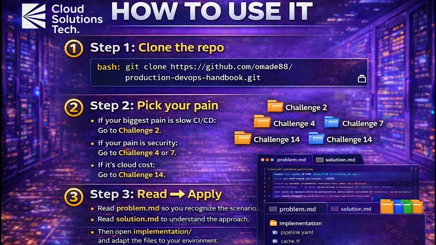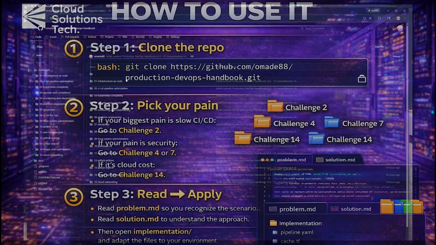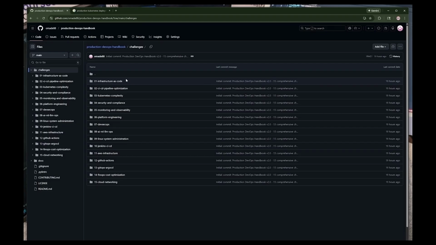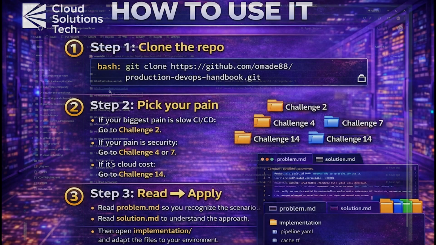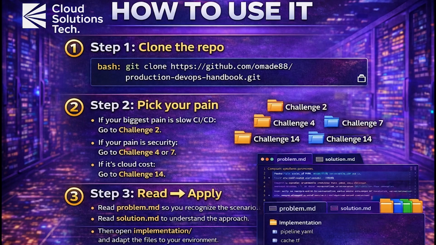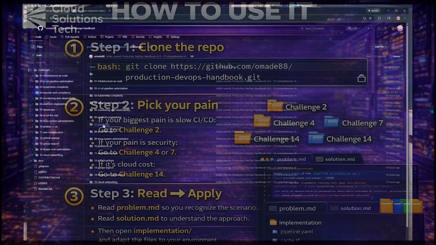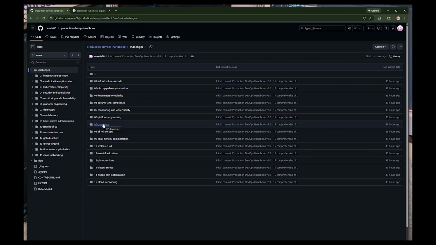Here's the simplest way to use it. Step 1, clone the repository. I'm going to put the link to the repository in the description. Step 2, pick your pain. If your biggest pain is slow CI/CD, go to challenge 2. If your pain is security, go to challenge 4 or 7. If it's cloud cost, go to challenge 14.